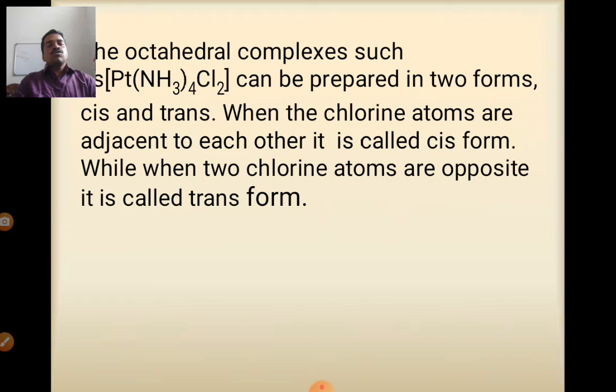In octahedral complexes, such as tetraamminedichloroplatinate, it can be prepared in two forms, cis and trans. When the chlorine atoms are adjacent to each other, it is called the cis form, while when the two chlorine atoms are on opposite sides, it is called the trans form.